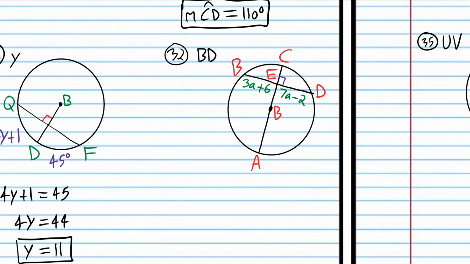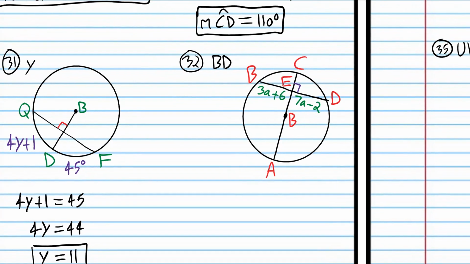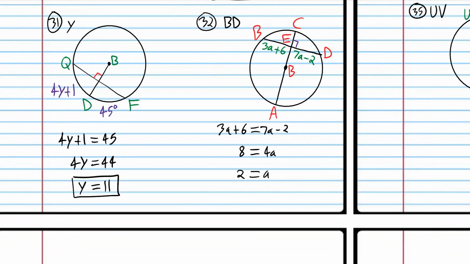All right, we're back. So this is a diameter because it's going through center B, and it's also perpendicular to BD because we have that right angle there. So we can use the theorem, and that says that the chord BD is bisected. So that means that 3a plus 6 is equal to 7a minus 2. Subtract 3a from both sides, add 2 to both sides, and divide both sides by 4, and we get a is equal to 2. We don't want a. We want BD. And I'm going to just move this up a little bit.